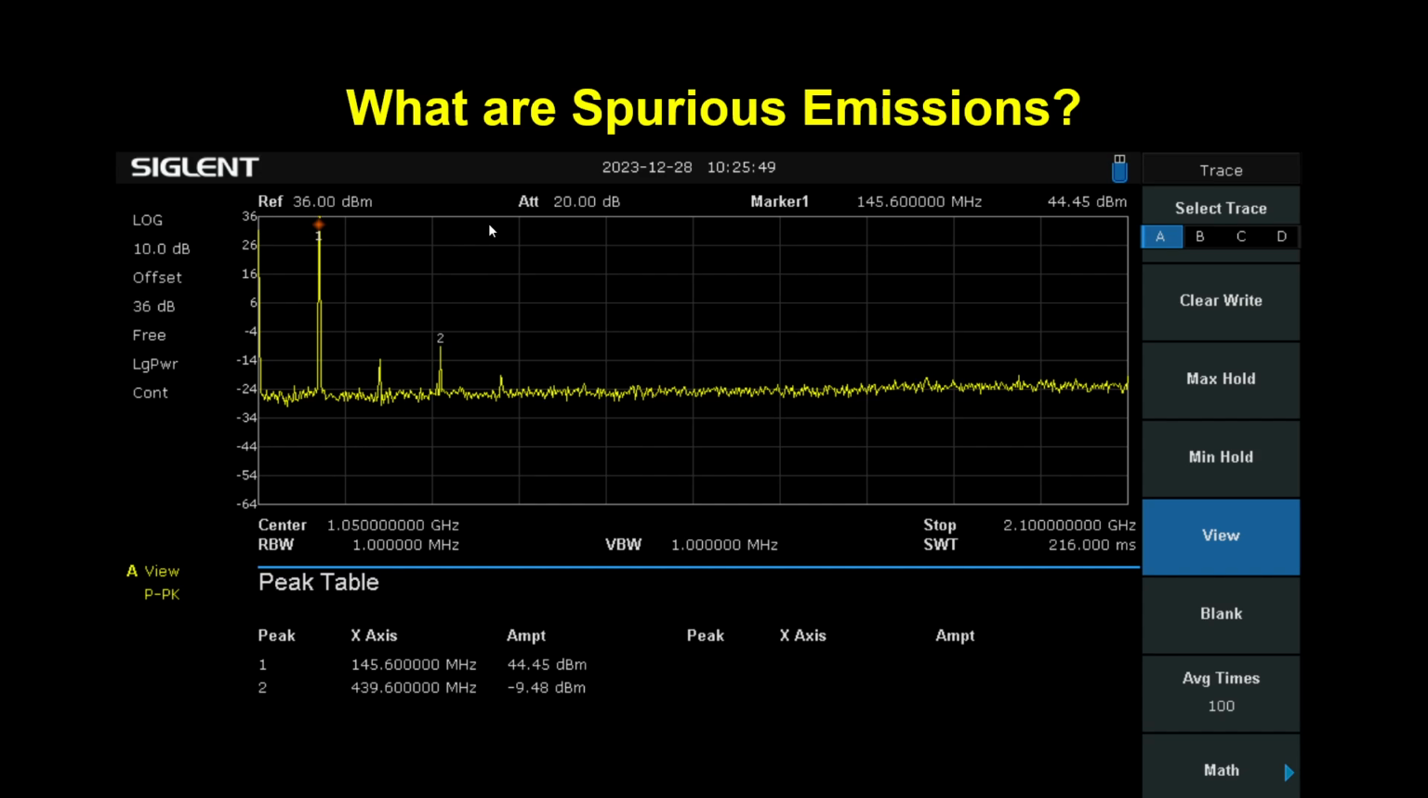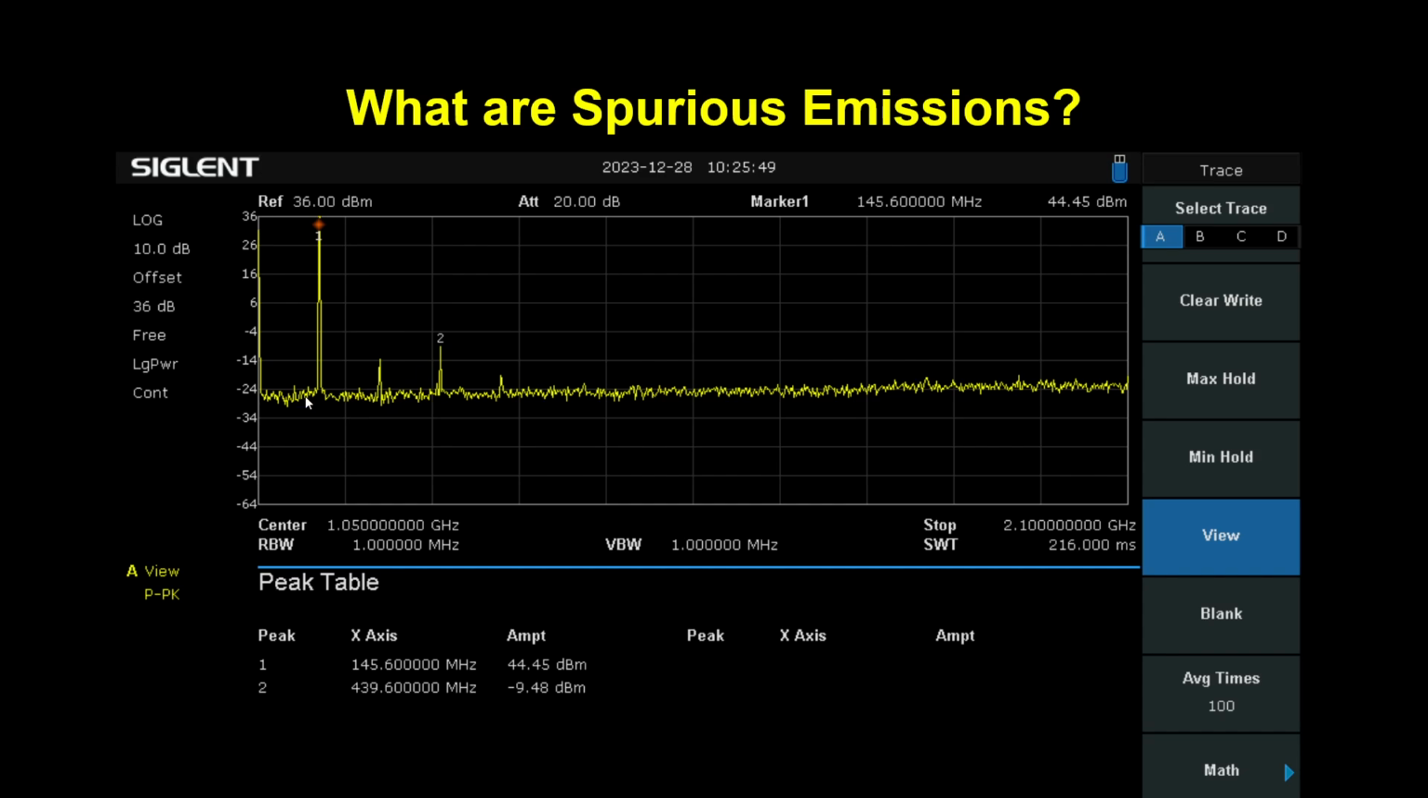So what are spurious emissions? An emission is a signal that we transmit. So for example, right here, this is our signal that we want to transmit at 146 megahertz, so in the 2 meter band. Spurious emissions are signals that our transceiver transmits outside of our band where we transmit.